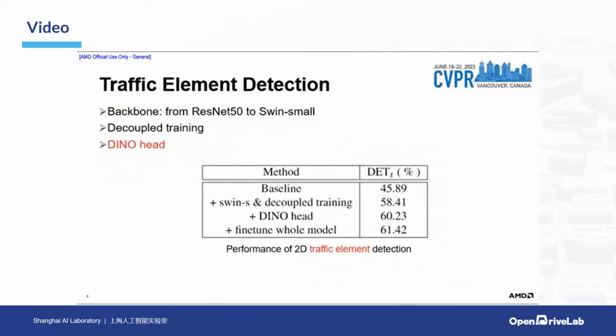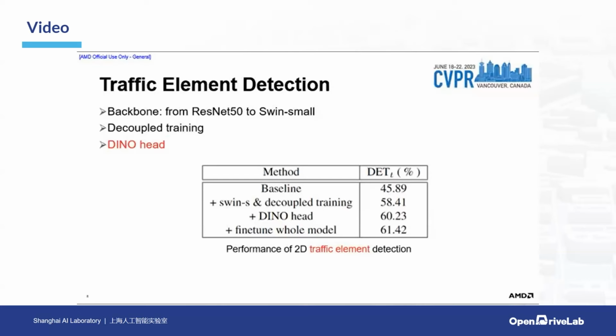For traffic element detection, we utilize ResNet-50 as our backbone, and a DINO-style detection head. Also, we use a curriculum training strategy and train the traffic element detector only. Unlike 3D centerline detection, we keep the original size of the front view. The following table demonstrates how we improve the performance through the traffic element detection.